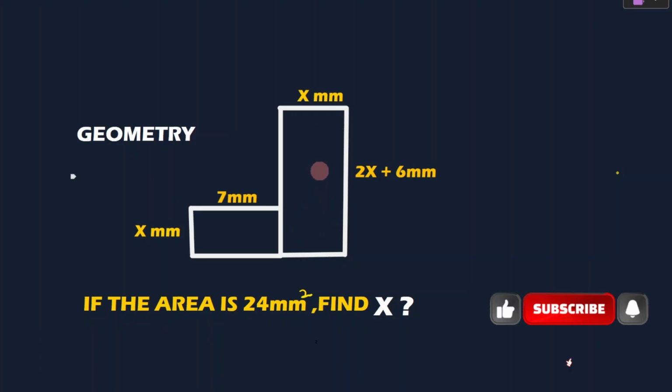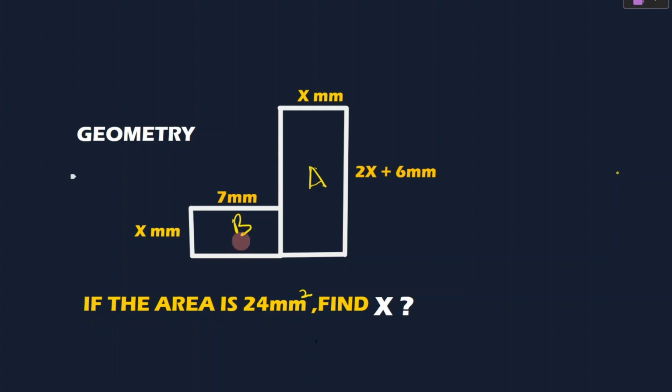Two rectangles. This is the first one, let's call it rectangle A. And this is the second one, let's call it rectangle B. So the combination of these two rectangles gives us the area, meaning that the area of these two rectangles is 24 millimeters squared. So we are asked to find the value of s.